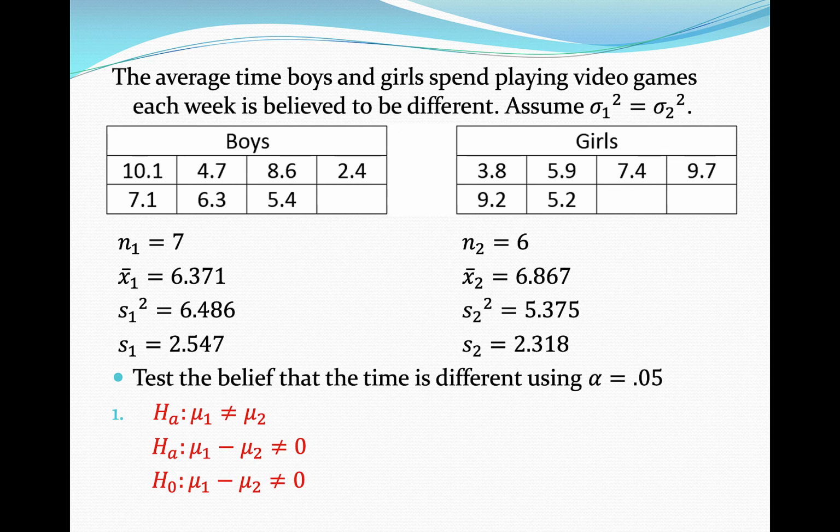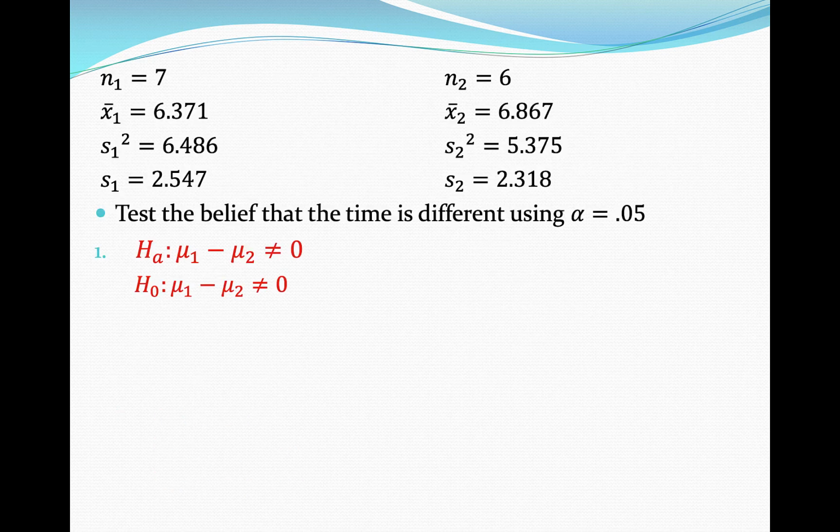H naught contradicts that. So if HA is mu1 minus mu2 does not equal 0, H naught should be mu1 minus mu2 is equal to 0. So that is actually a typo. So that should say equal to 0. Okay, to give ourselves some more space, let's move over here. So step 2.